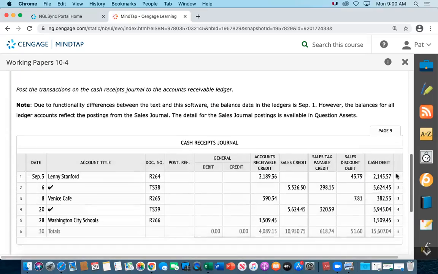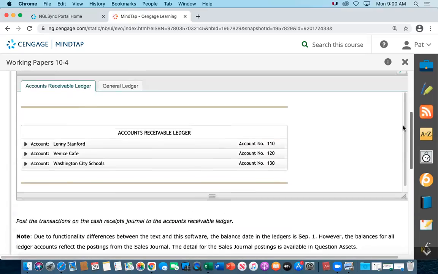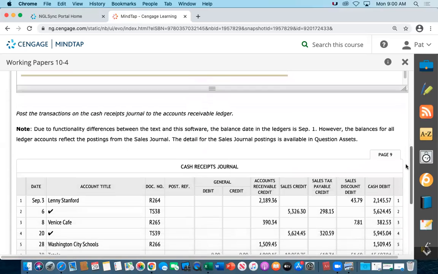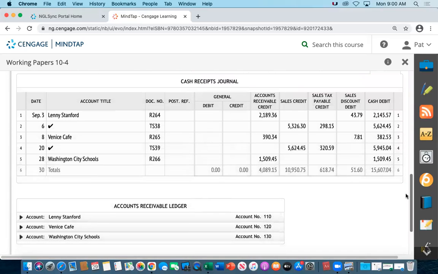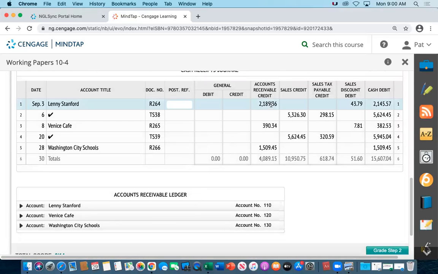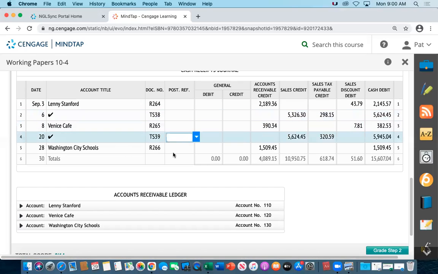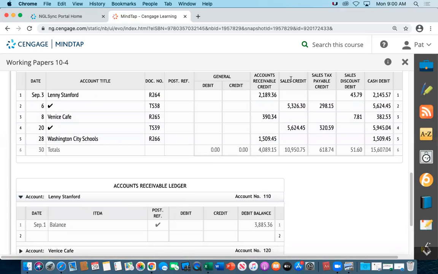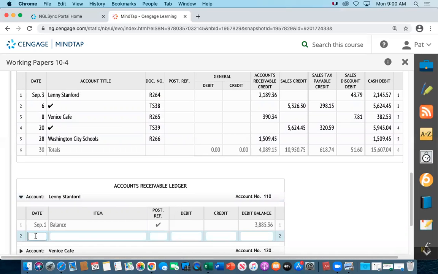So it says, post transaction cash receipt journal with accounts receivable ledger. We are going to post this one from Lenny. We don't post anything with the T, but we will do a check mark there. Post this one to Venice, check mark there, this one to Washington Schools. So we just go at the top. Lenny is the third.